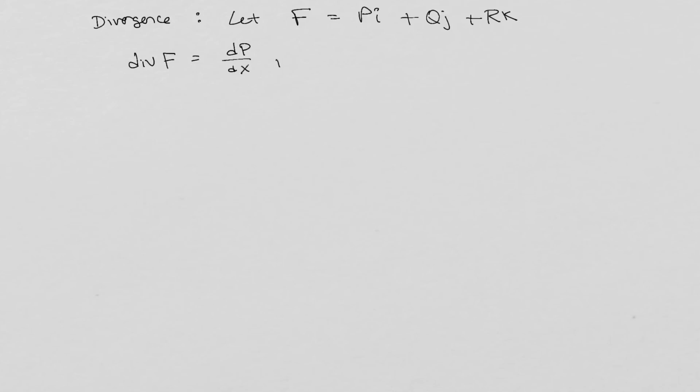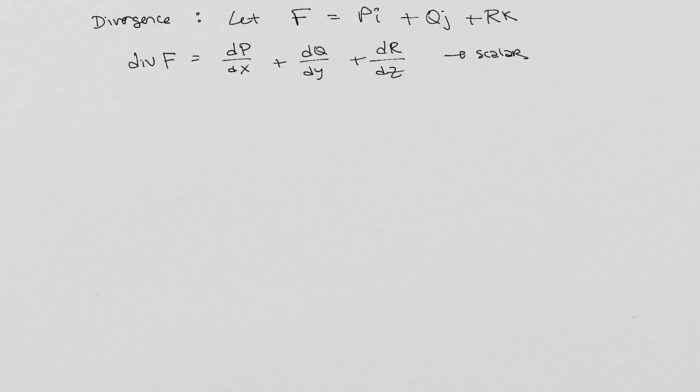Okay, so let me define for you the second operation, and it's a little bit easier. It's called the divergence. So let's let f be some vector field, pi, qj, and rk. Then the divergence of f is just the derivative of p with respect to x, the derivative of q with respect to y, and the derivative of r with respect to z. Now, if you notice, I don't have any i's, j's, and k's in here, so this thing actually returns a scalar.